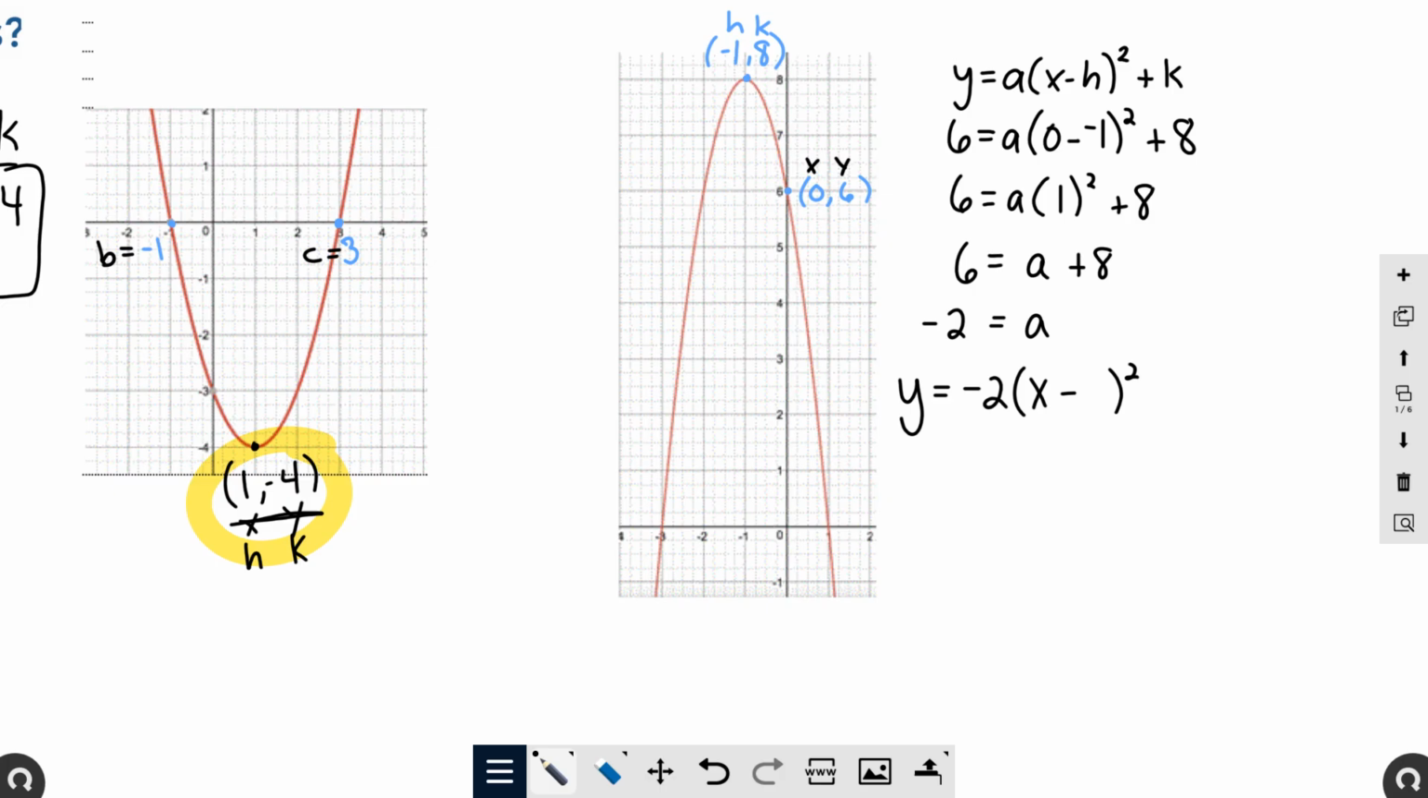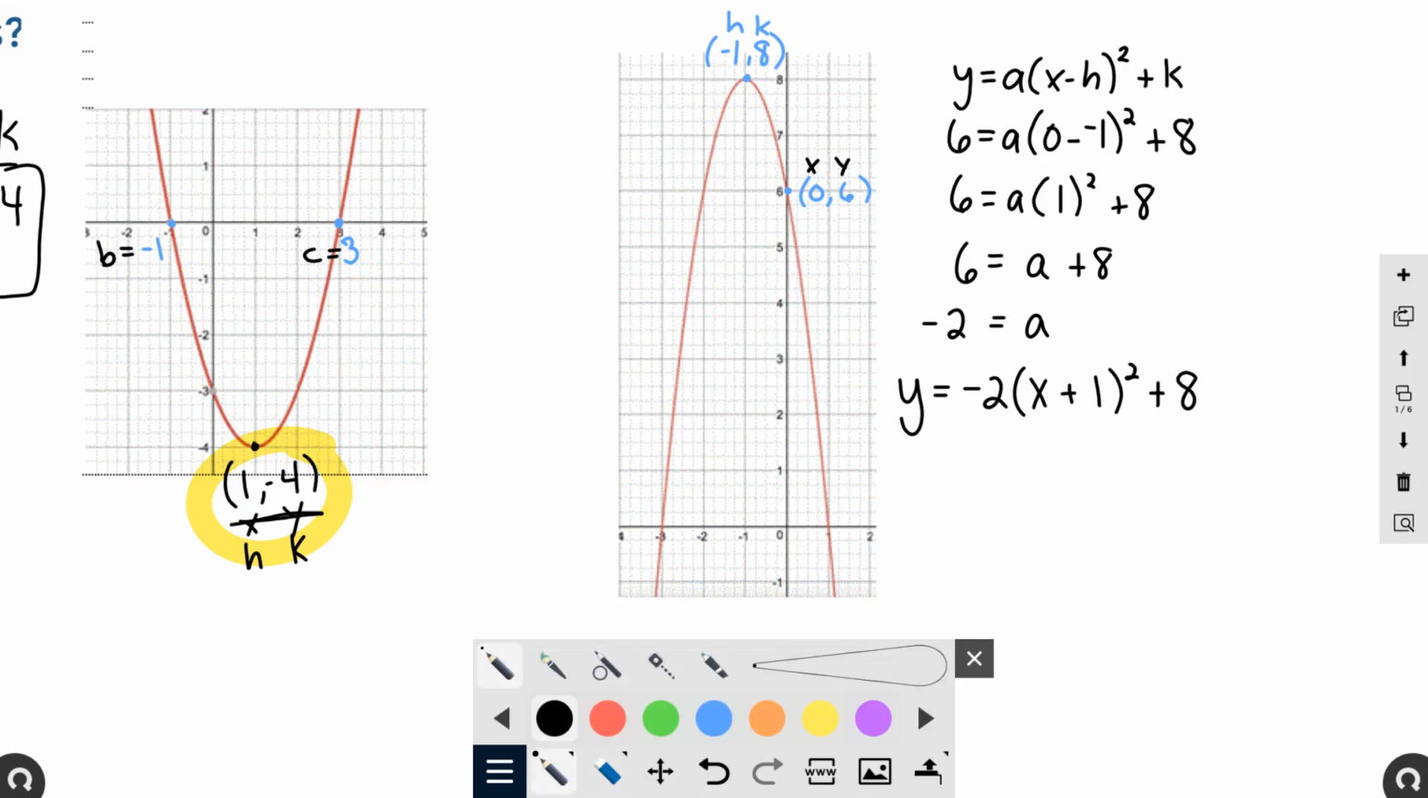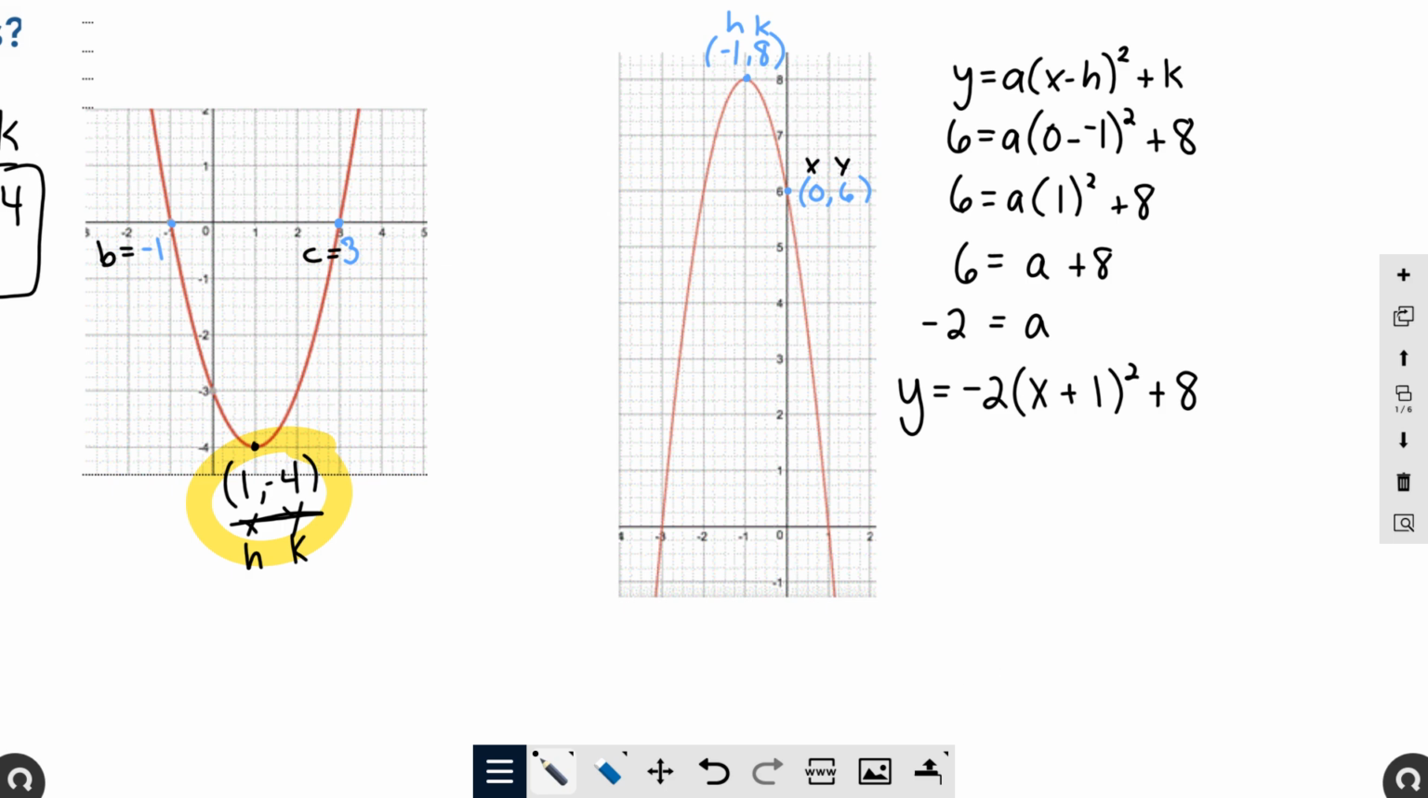Now we're ready to write our vertex form. Y equals -2 for A, times x minus h. Well, h was -1, so it changed to plus 1. And on the outside, plus k, so plus 8. So that is our vertex equation.